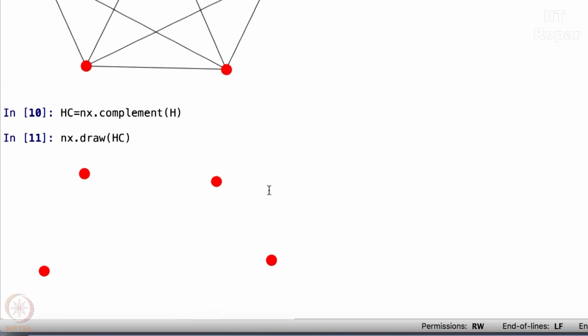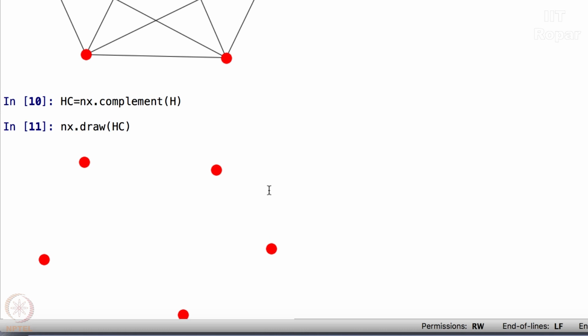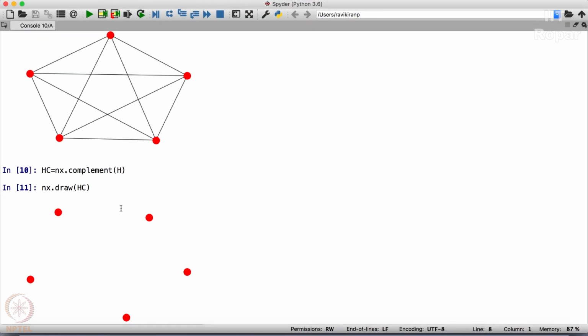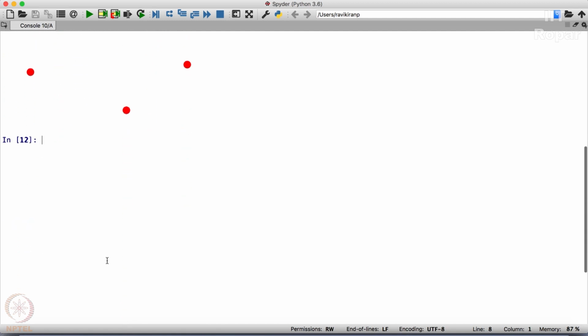Let us visualize this graph HC. Do you see that the complement of a complete graph is always disconnected? It is having 5 isolated vertices because we had drawn a complete graph on 5 nodes. So the complement is a disconnected graph with just 5 nodes. It is having 5 components, right? So we cannot generalize that the complement of a connected graph is always disconnected. It can be connected too. Let us try that with some random graphs.